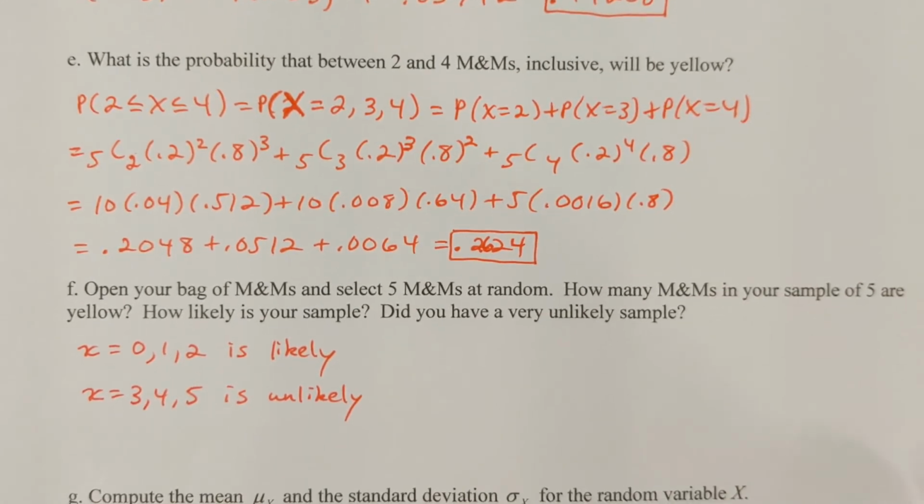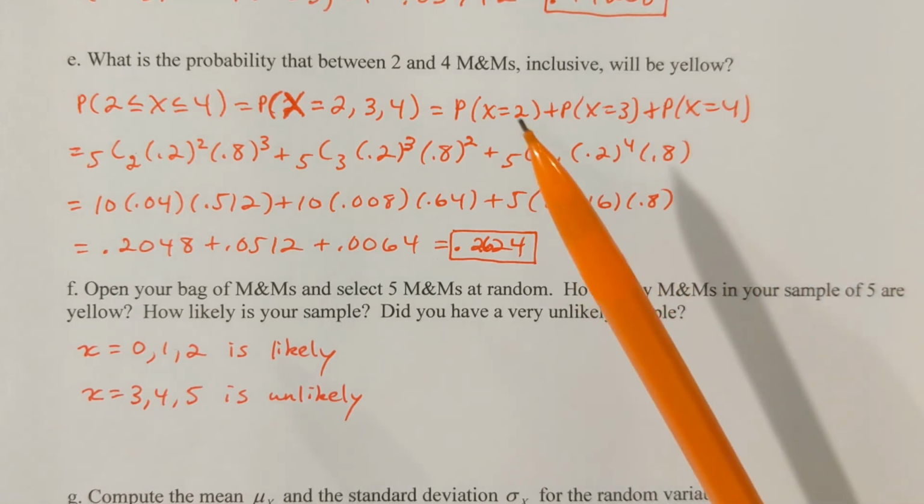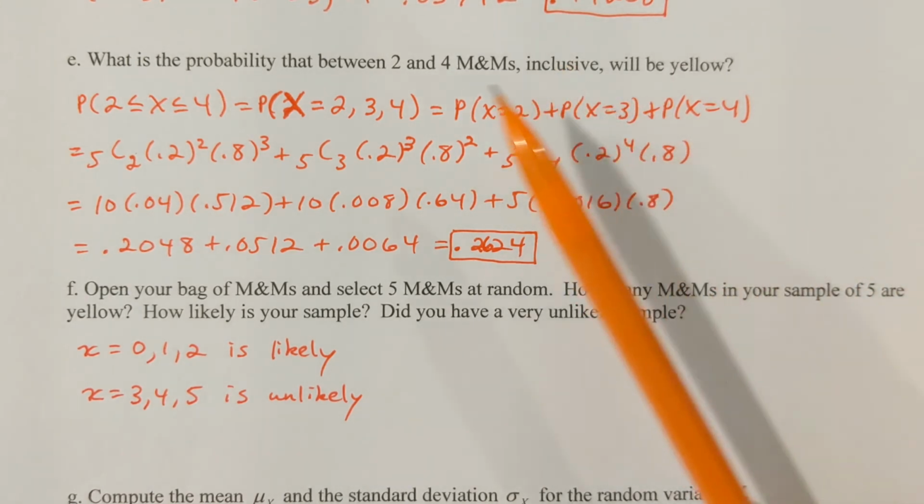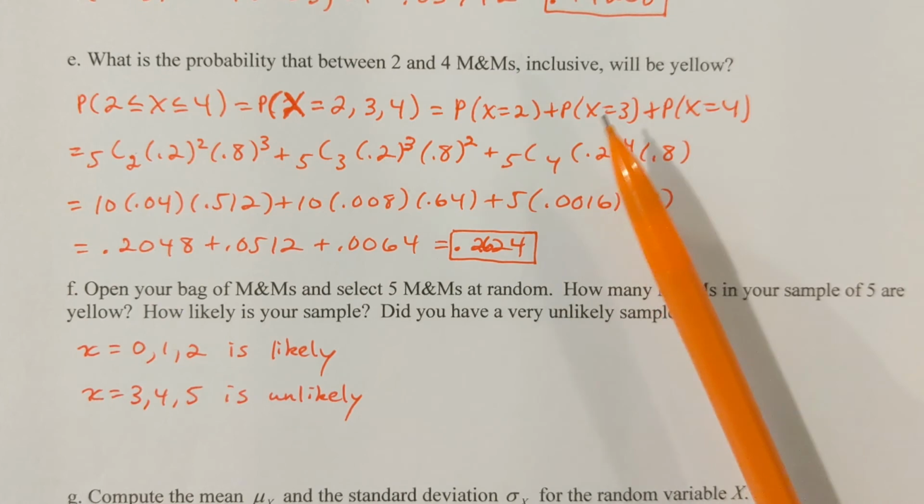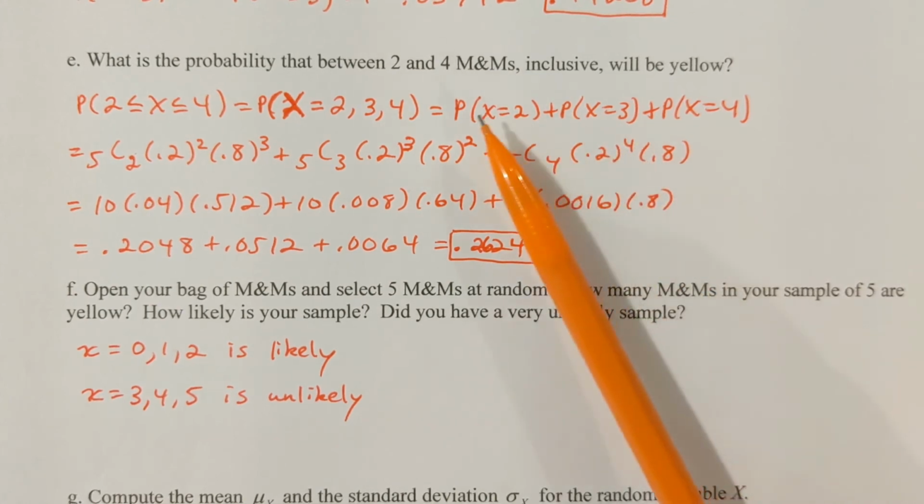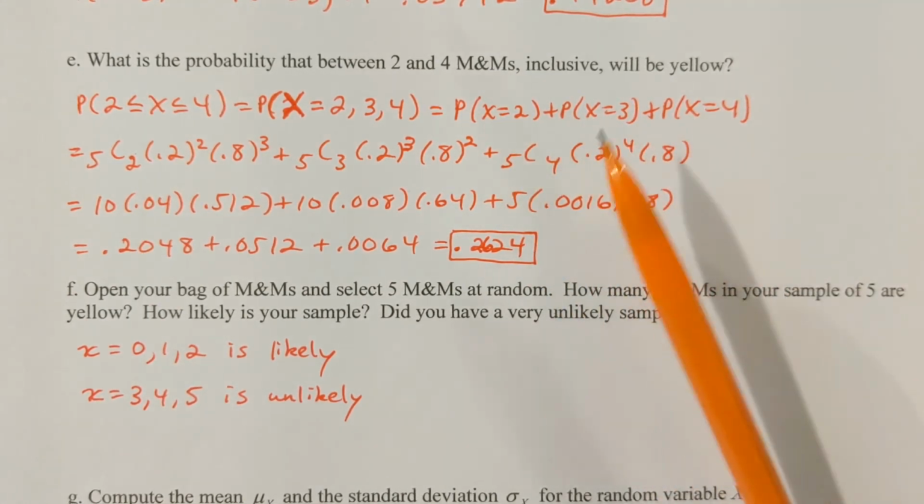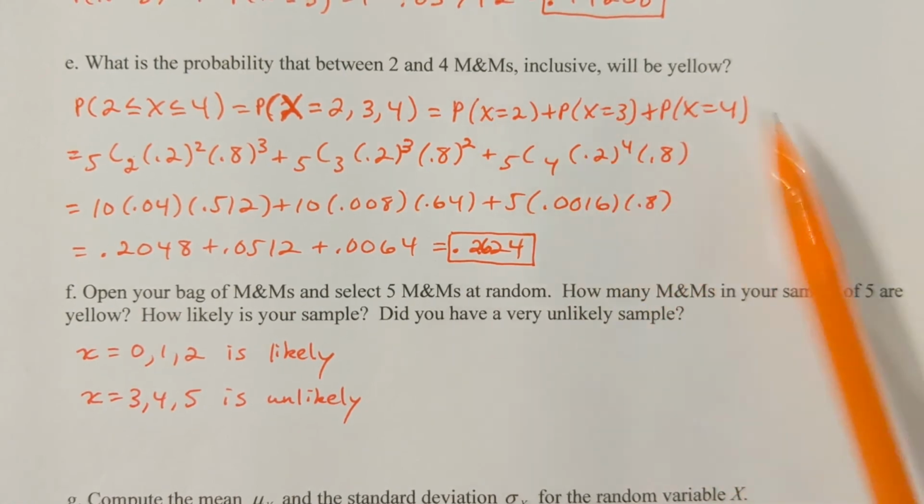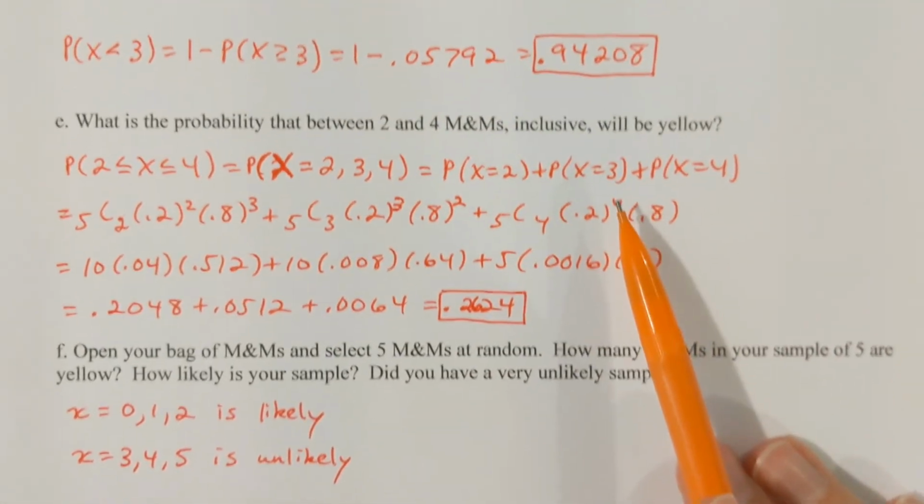Part E, what is the probability that between 2 and 4 M&Ms inclusive will be yellow? Inclusive means that I'm including the endpoints. That's a key word, because if they did not say that word, being between 2 and 4 just means that x is 3. So I need to compute 3 probabilities, not just 1 probability. I've already started to do that here.